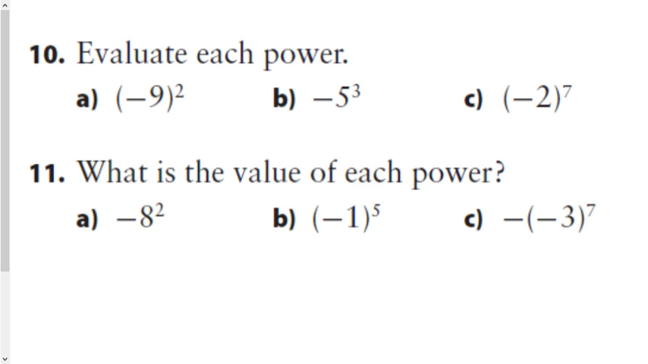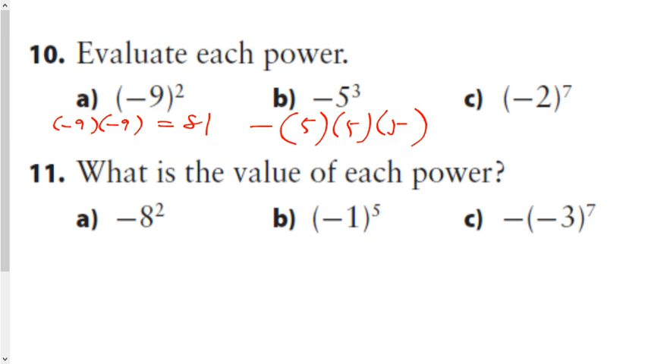Question 10, evaluate each power. Negative 9 multiplied by itself twice is 81. Correct. So the next one you have to write it as the opposite of 5 times 5 times 5. And since 5 times 5 times 5 is 125, then the opposite of that will be negative 125. Correct. And the next one is negative 2 multiplied by itself 7 times.